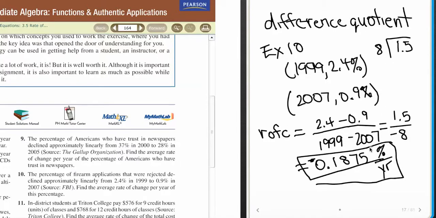So now, in the next lecture, I'm going to show you how a slope and a rate of change are actually the exact same things, and how we can interpret that in a visual respect.